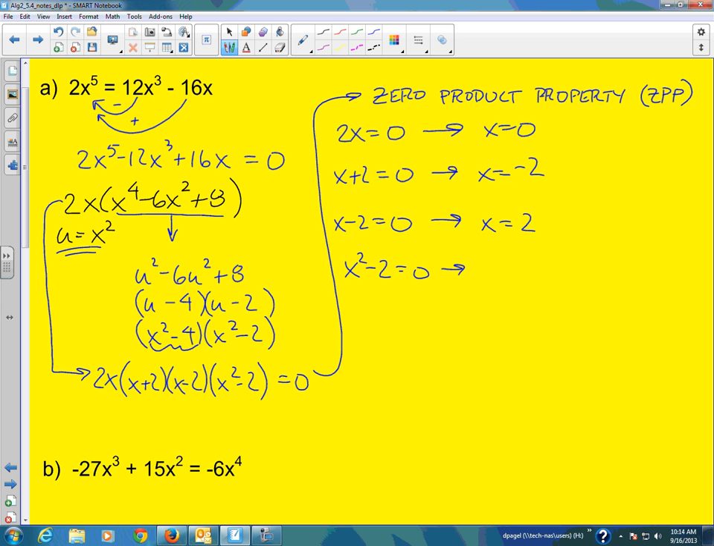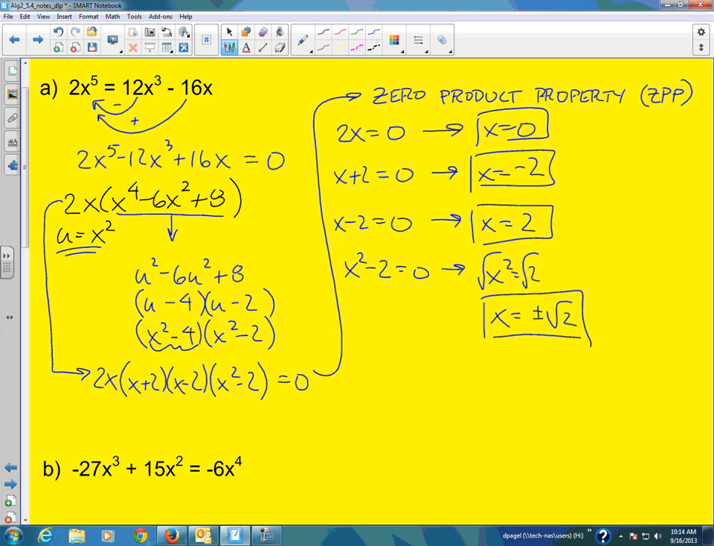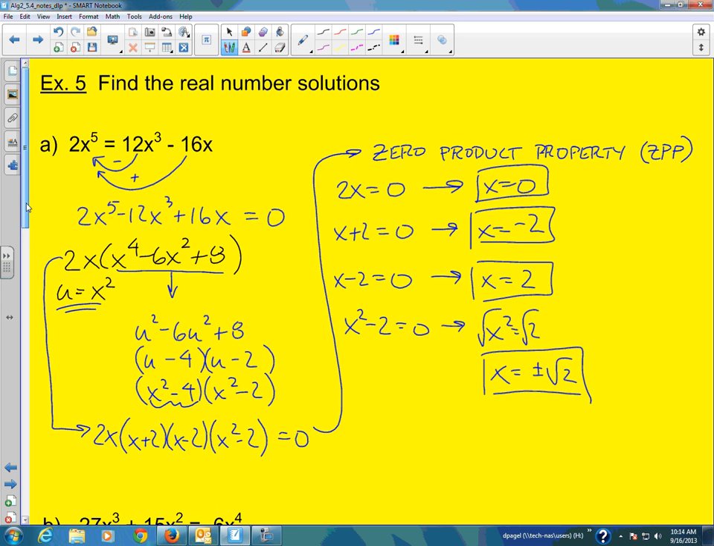This one, we have x squared is equal to 2, and then we have to take a square root. So x equals plus or minus the square root of 2. So we have 1, 2, 3, 4, 5 x-intercepts that would help me come up with parts that I can use to graph this polynomial. Now, interestingly enough, 5 x-intercepts, and we had 5 as our highest degree.